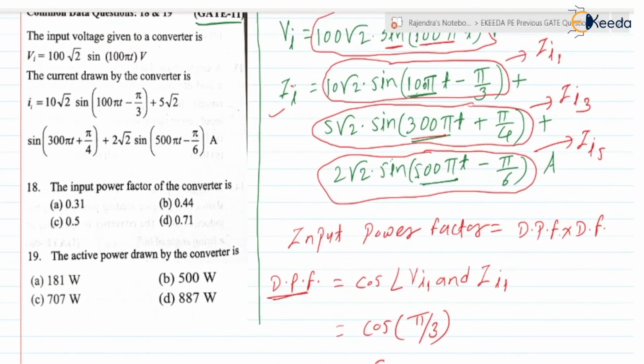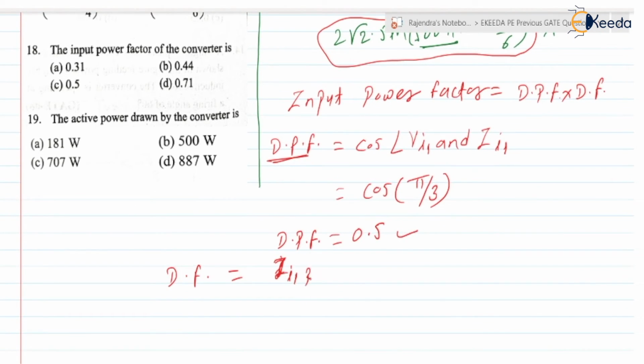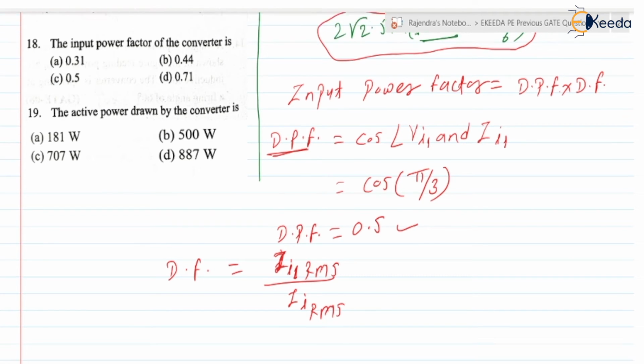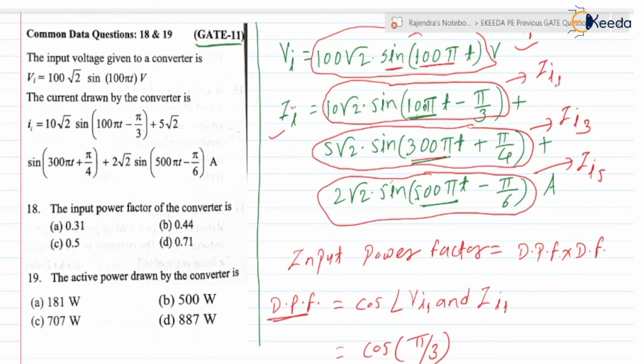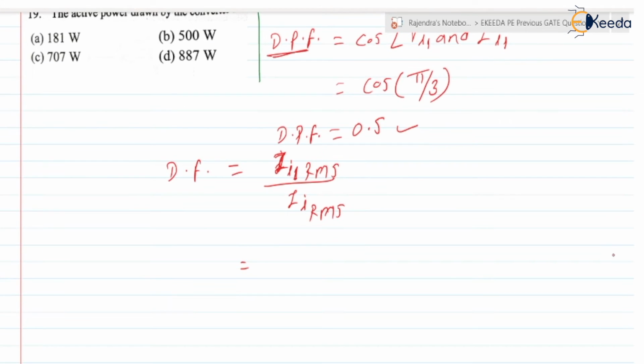Yes, we have represented it as I1 RMS divided by the RMS value of supply current. If you check, I1 RMS means the RMS value of the fundamental component of the current. It is 10 root 2 into sine, so it is a sinusoidal one. 10 root 2 is nothing but the peak value. For any sinusoidal term, we know the RMS is equal to peak divided by root 2. So it is 10 root 2 divided by root 2. This is nothing but I1 RMS.